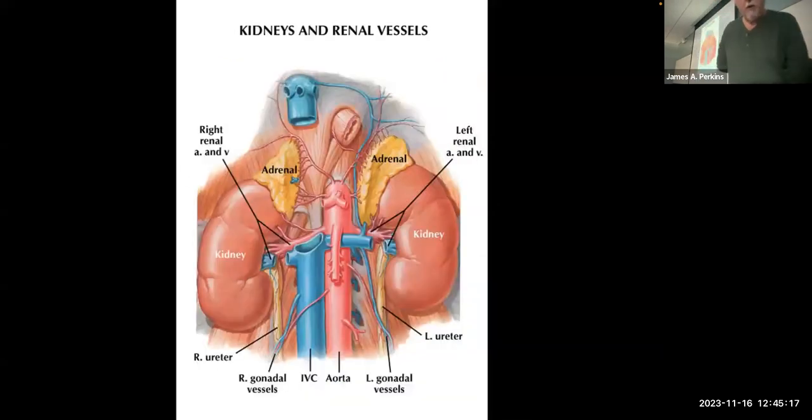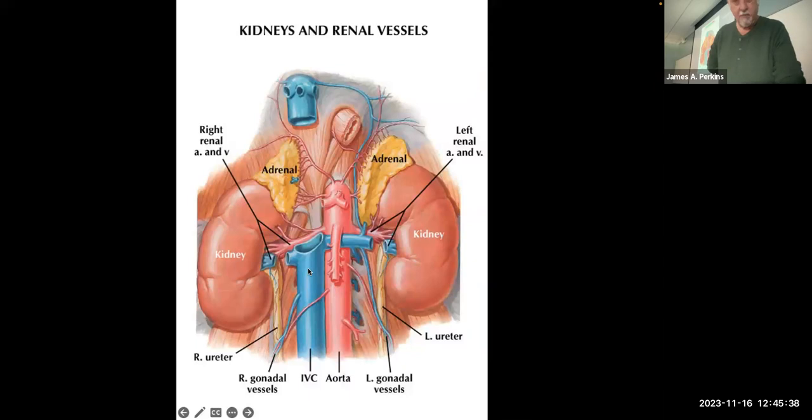A little bit of a close-up here of some of these structures, and you can again see the kidneys with their renal arteries and veins. The left renal artery is shorter than the right renal artery because of the location of the aorta. Then the opposite is true with the veins. The left renal vein is a little bit longer and the right renal vein a little bit shorter because of the position of the inferior vena cava.